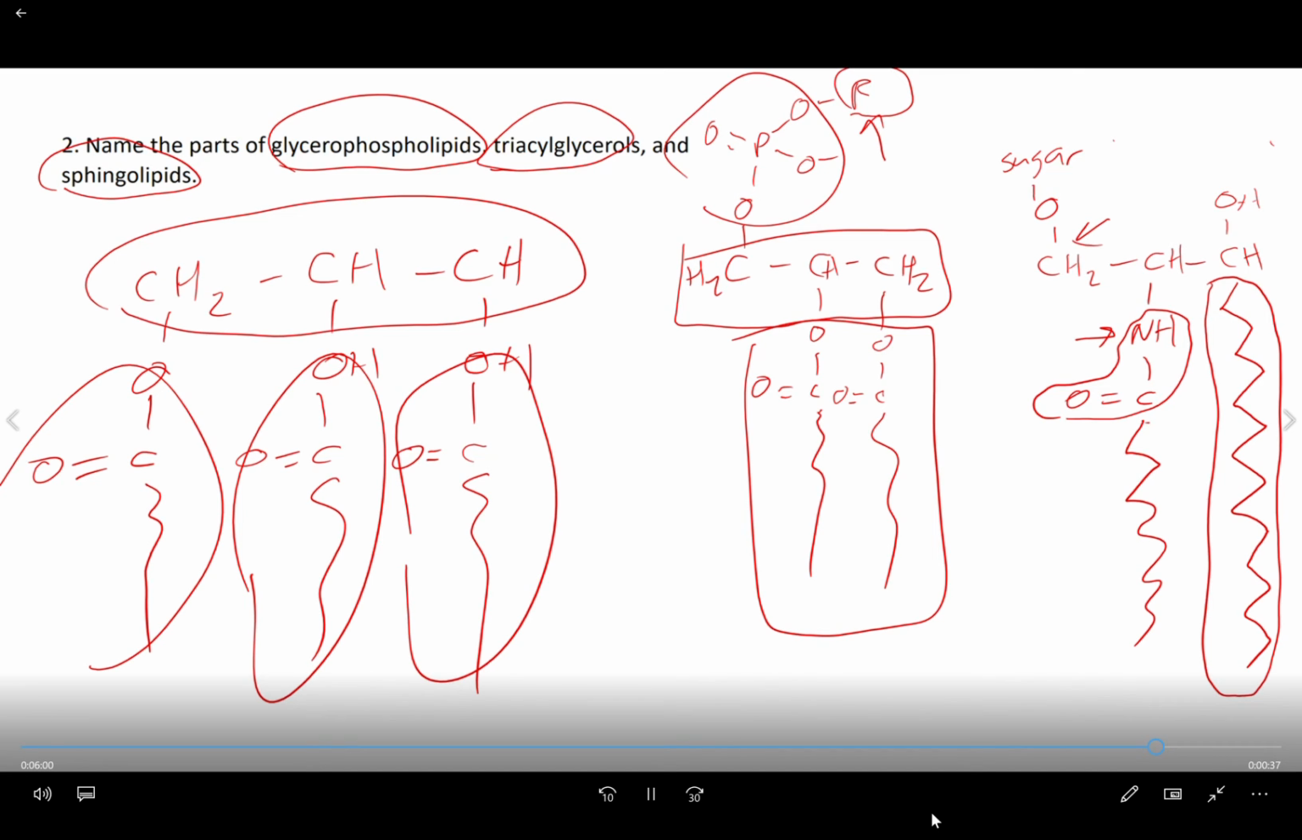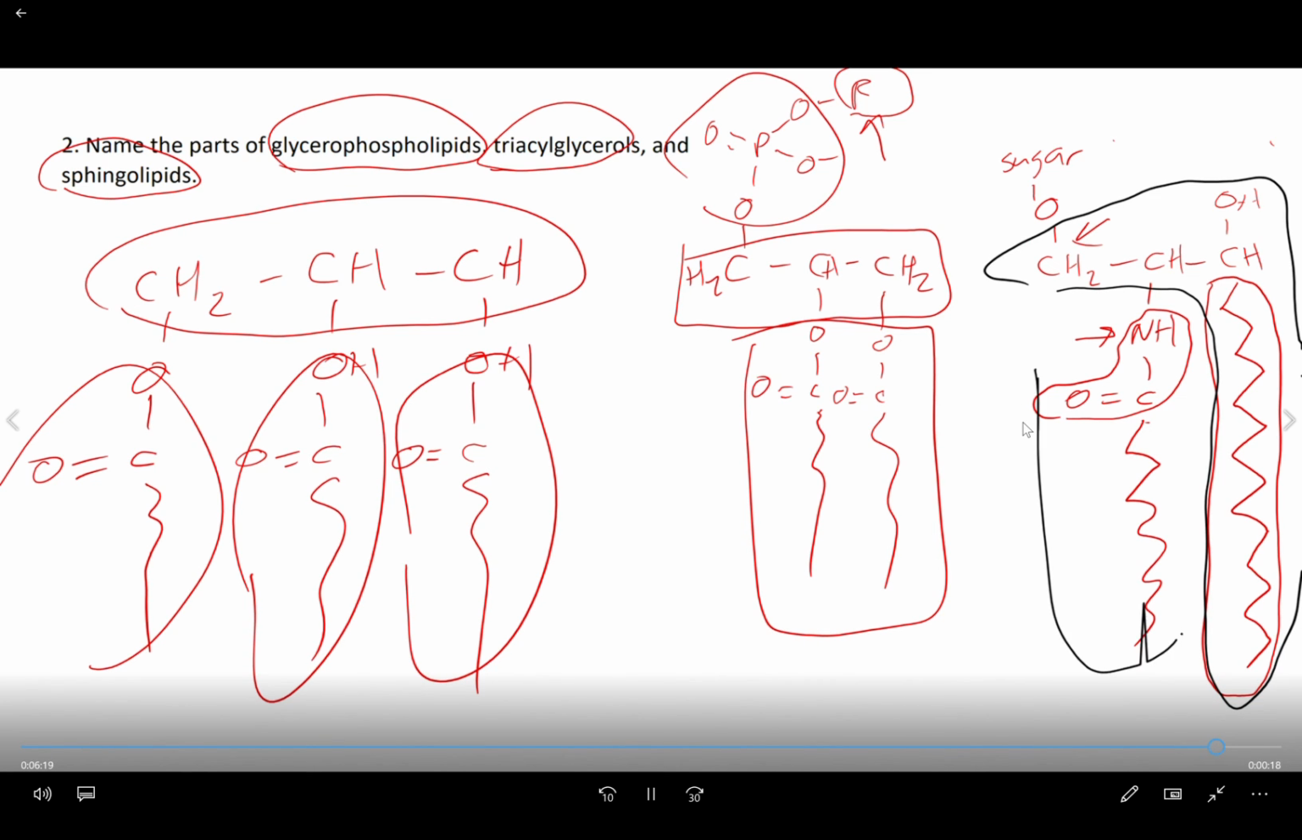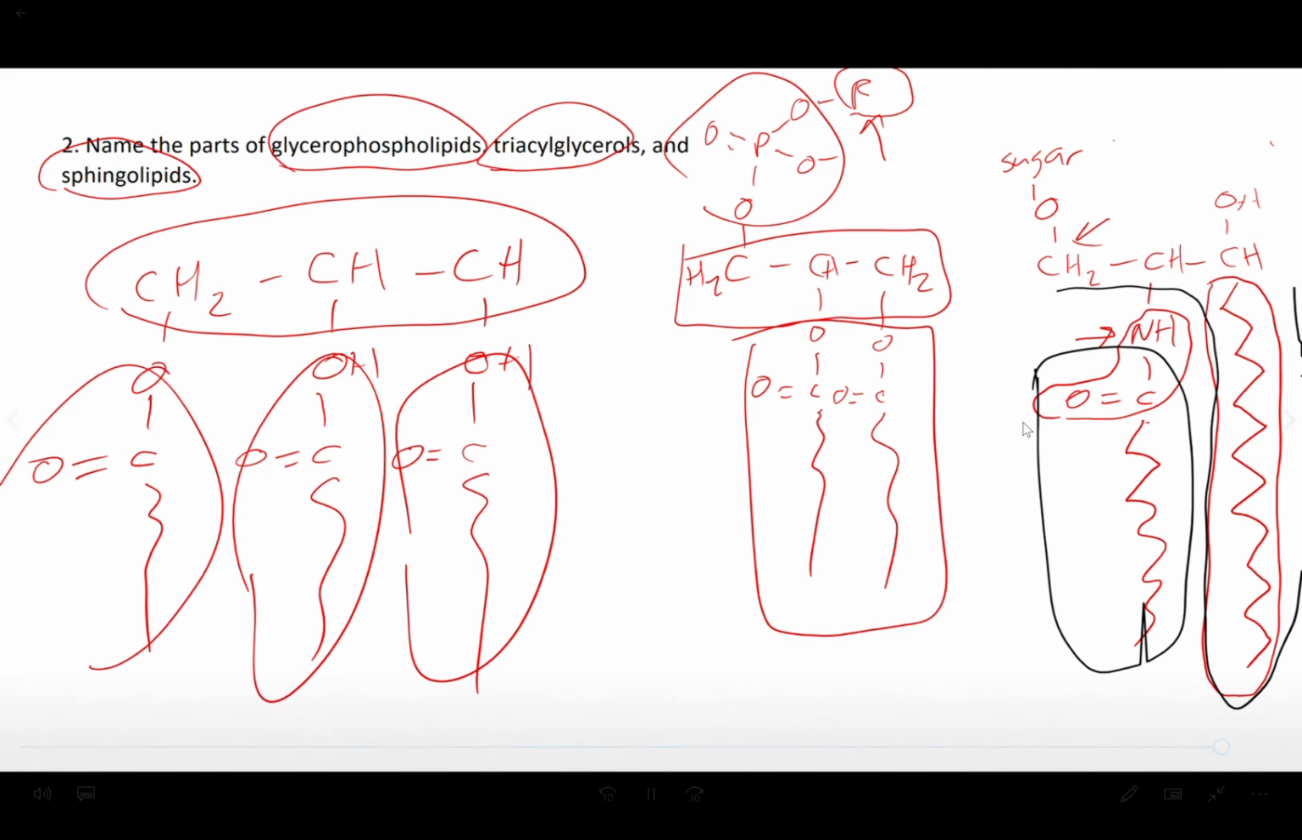So the parts of our sphingolipids then are going to be the sphingosine. They're going to have one fatty acid, and they're going to have a head group, which can either be sugars or phosphocholine or phosphoethanolamine. Sorry. There's the sphingosine. There's our fatty acid. And up on top, we have the head group.